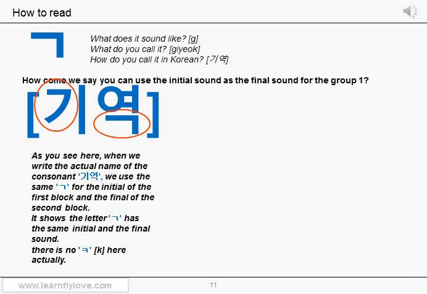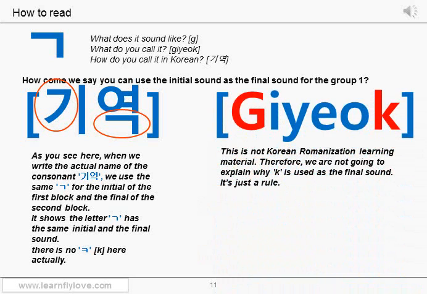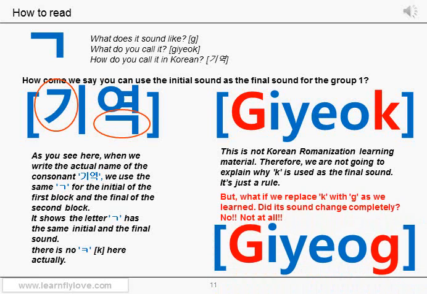Let's see the romanization of this consonant 기역 again on the right in a bigger size. What if we replace the final letter K with G? Because as we learned here, it actually has a G sound as the final. Did the sound change completely? 기역 with a K and 기역 with a G. I don't think they sound so different, at least in Korean. They sound pretty much the same. This is exactly the point. Do you get it? Let's check out another example on the next page to understand this better.